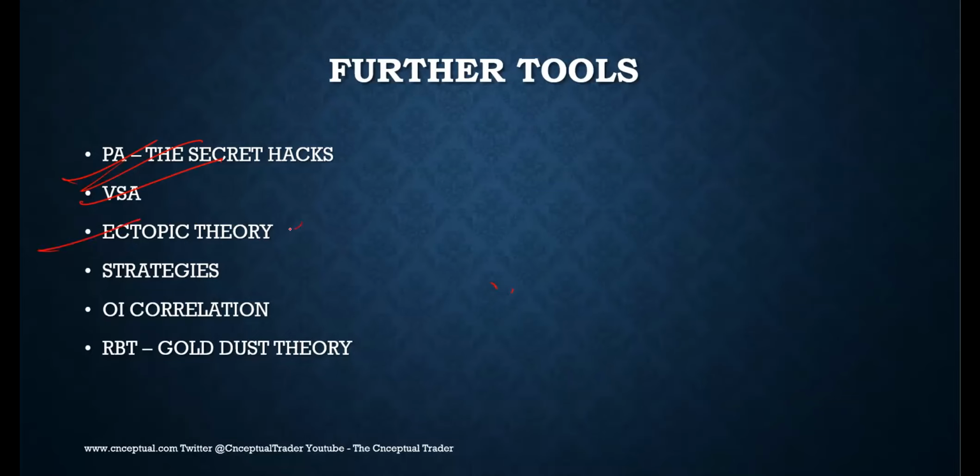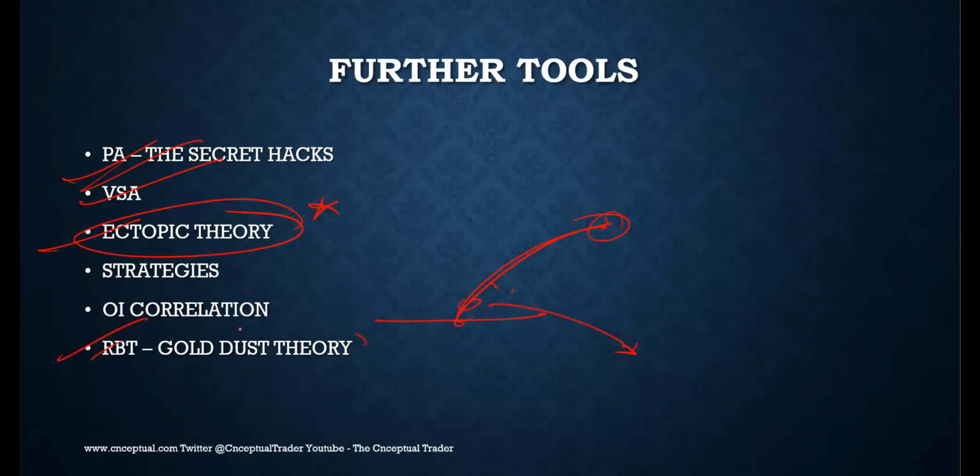Ectopic theory is something which, when you apply, you can find how any stock is going to behave, how the stock prices are going to behave, whether in intraday or next few days swing trade, how the prices are going to increase from here to there, or go from here to there. That can be read using the ectopic theory.